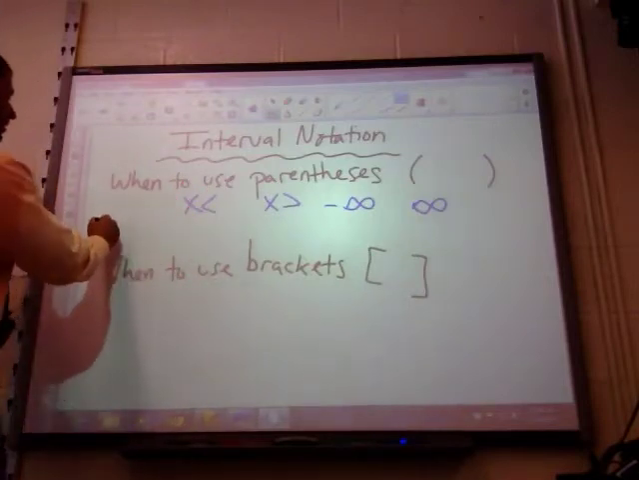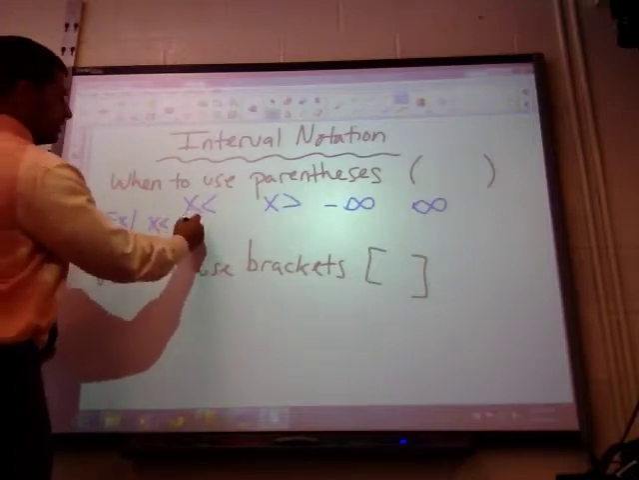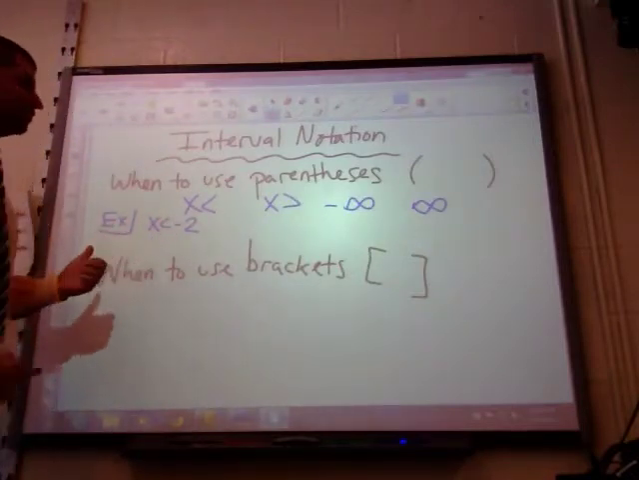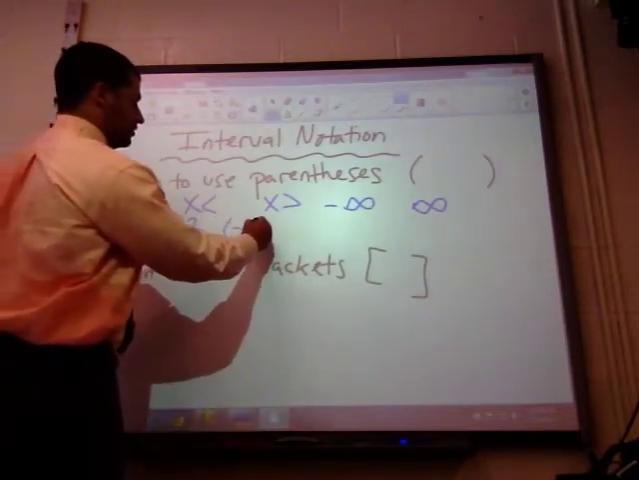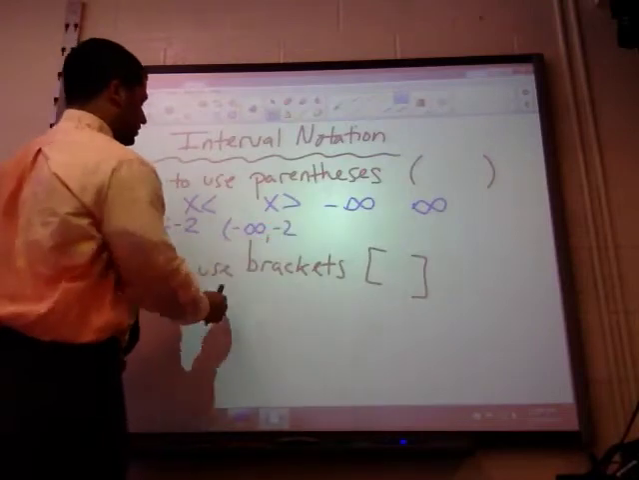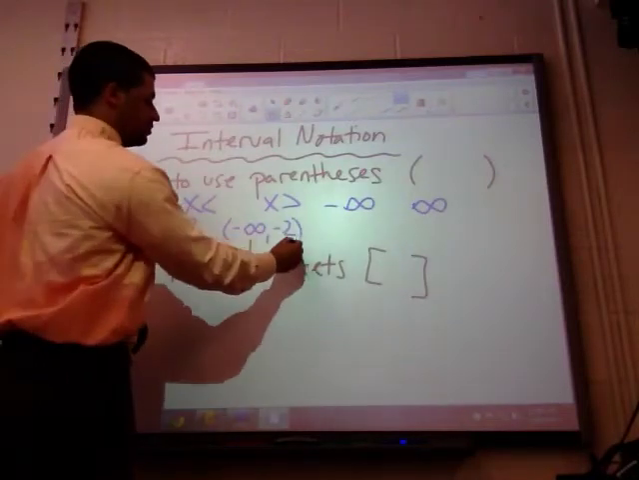An example being x is less than negative 2. So it's all numbers less than negative 2. So we start as low as possible at negative infinity. Notice the parentheses. And go up to negative 2. Again, not or equal to, so just less than gives us parentheses.